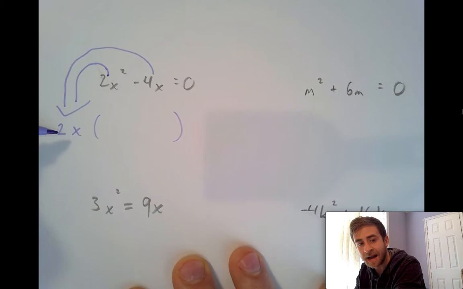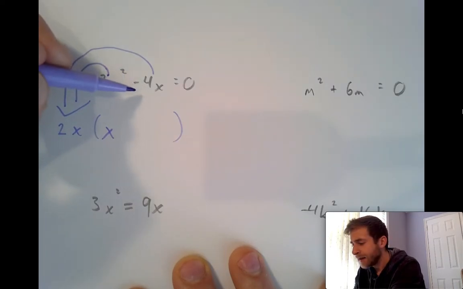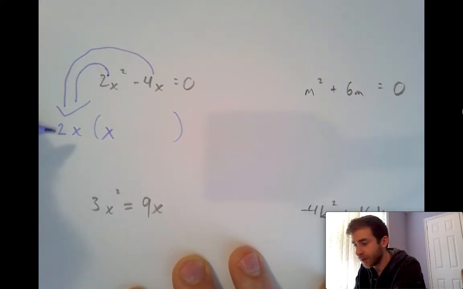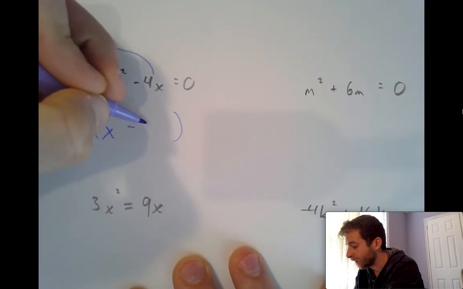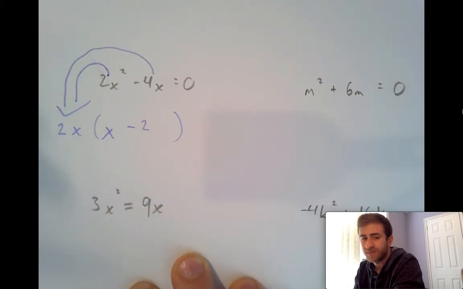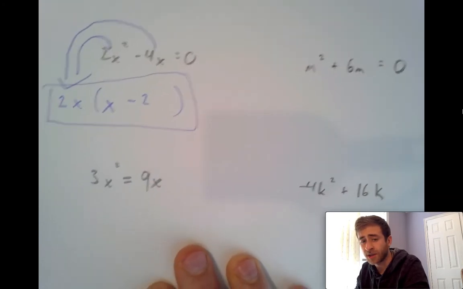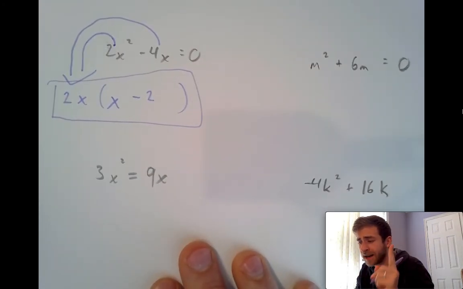2x squared, divide out the 2x. I pulled the 2 away, I pulled an x away. All that's left over here is just an x. Negative 4x, divide out a 2x. Negative 4, divide the 2 away. I'm left with negative 4 divided by 2, which is negative 2. The x, I divide an x out. There's nothing left. This is our answer if we were just trying to get it factored.